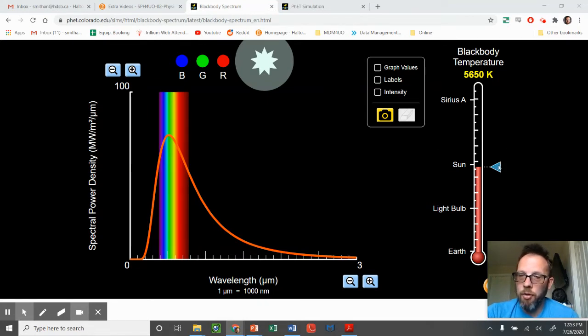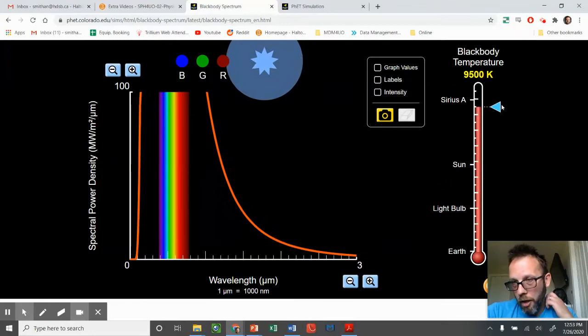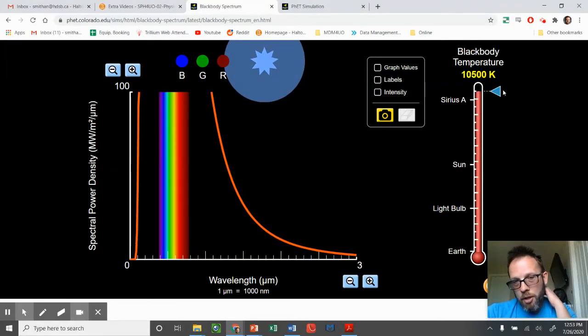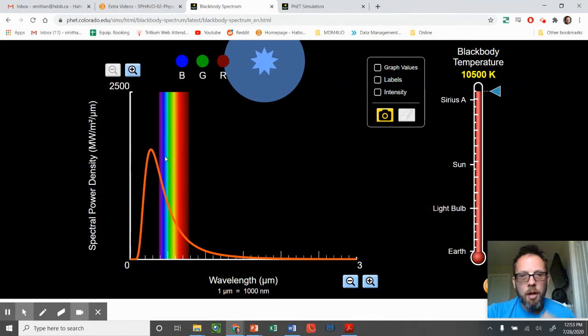Now, when you get to stars that are a lot hotter, maybe twice as hot, you can see their curve is off the graph here. There you go. See, the most intense light is now not even in the visible spectrum. It's past the violet. But the most intense as far as the visible spectrum is on the blue side, so you might see these stars as appearing kind of bluish.